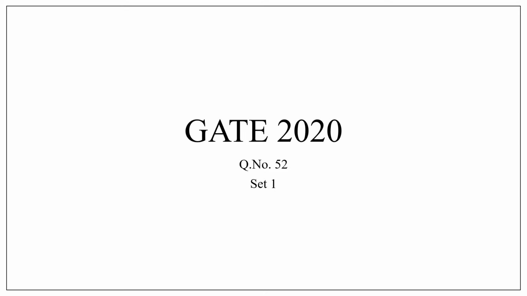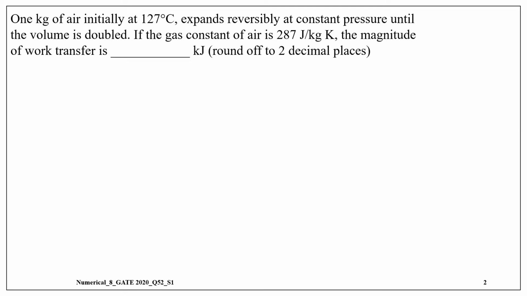In this video, we will solve a numerical that was asked in a GATE examination during the year 2020. The problem statement is: 1 kg of air initially at 127 degrees Celsius expands reversibly at constant pressure until the volume is doubled. If the gas constant of air is 287 joules per kilogram Kelvin, the magnitude of work transfer is in kilojoules, round off to 2 decimal places.